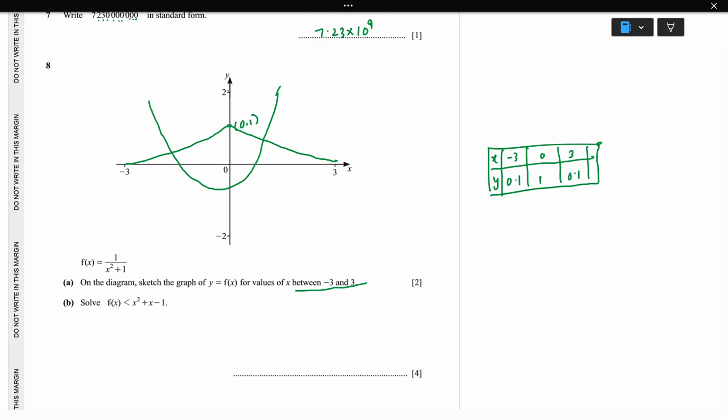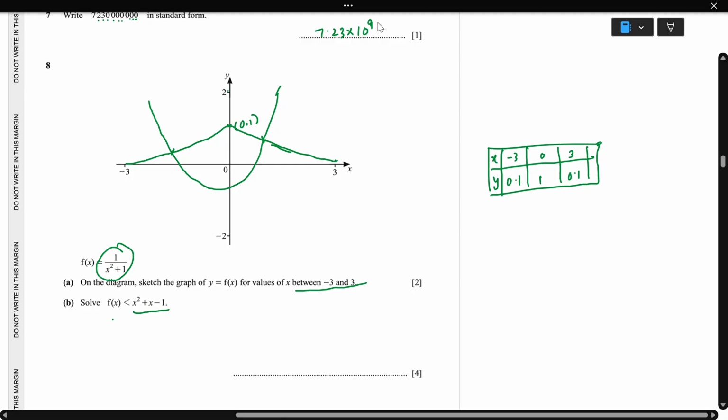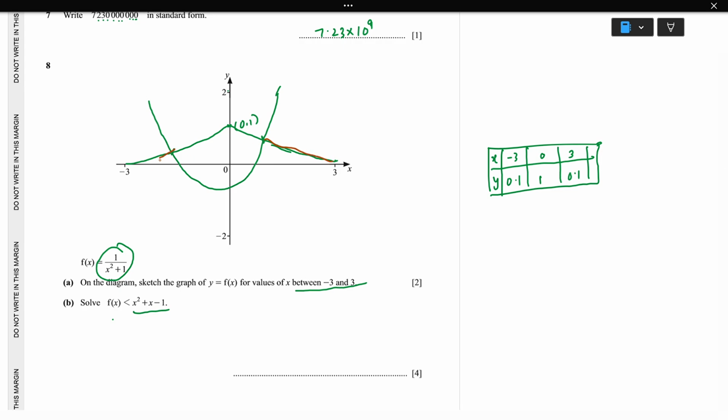Now find out, because the first part is less than, so below this graph, what are the points below this graph? So here and here. We are checking below, less than, the given equation should be less than. So this area is going to be less than here, and this part is going to be less than here.